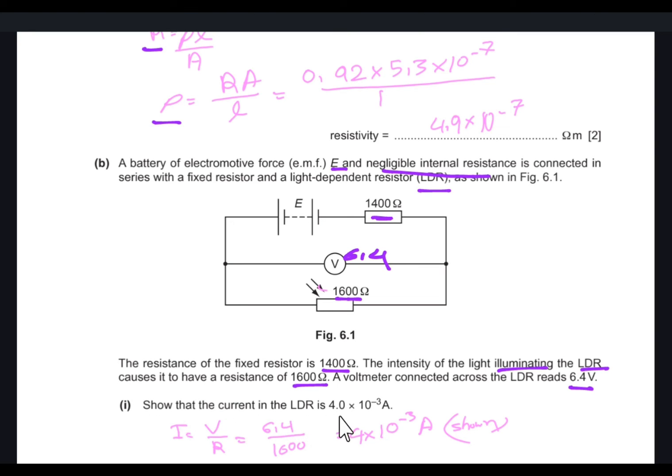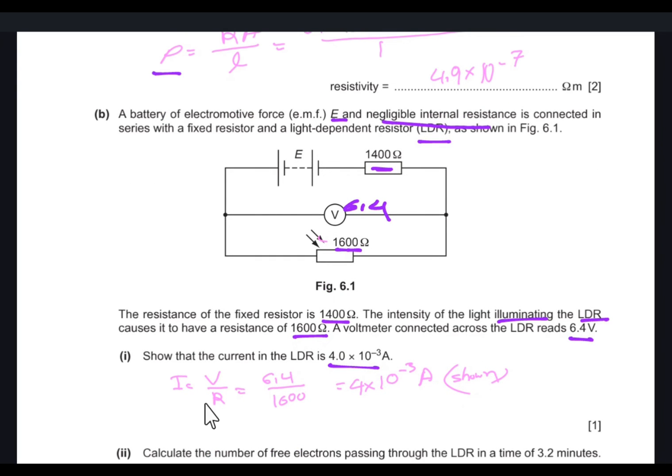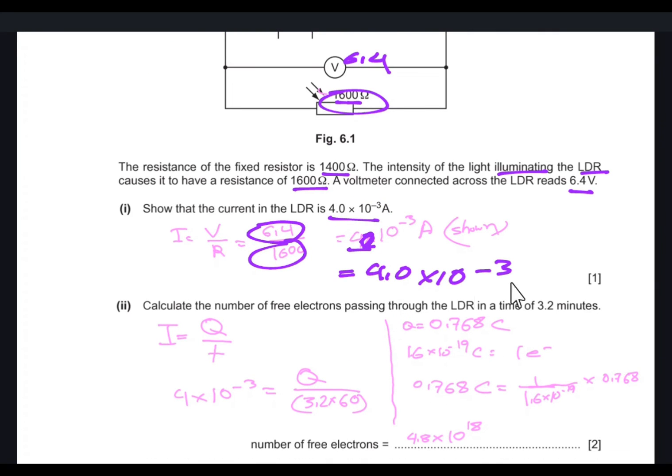Show that the current in the LDR is 4 into 10 to the power negative 3 ampere. We know that resistance is equal to voltage by current, that is current is equal to voltage by resistance. We know the value of voltage and the resistance, that is 1600 ohm. So after calculating, we get our answer as 4.0 into 10 to the power negative 3, correct to two significant figures, and writing just 4 would be wrong. So it would be 4.0 into 10 to the power negative 3 as given.